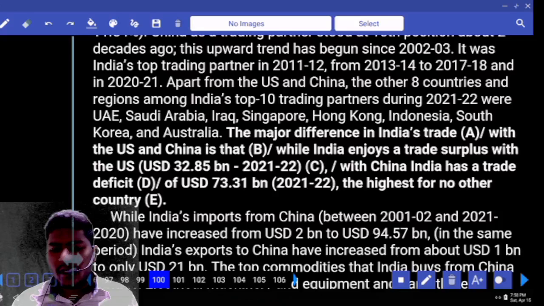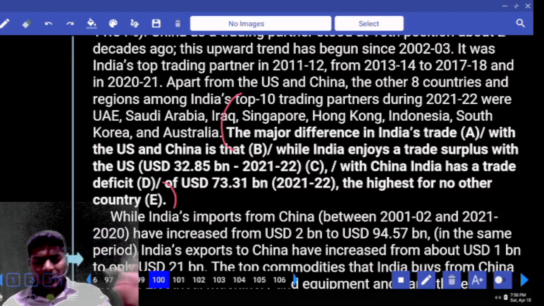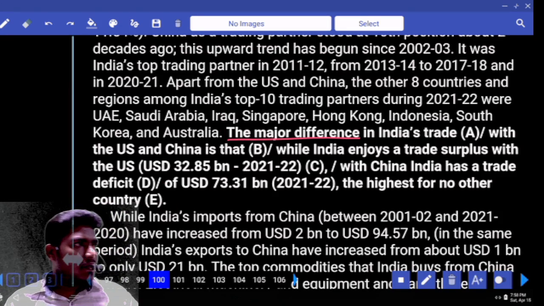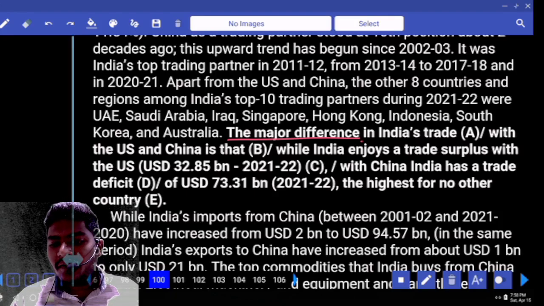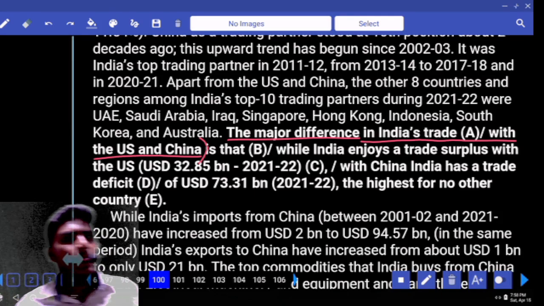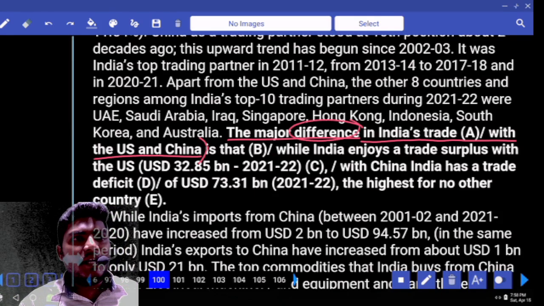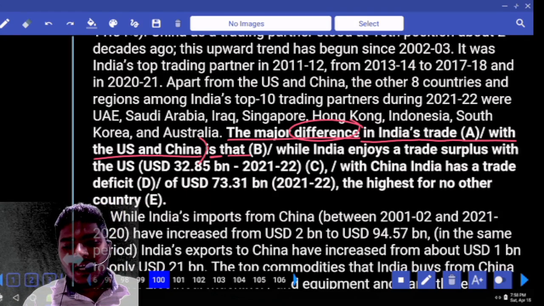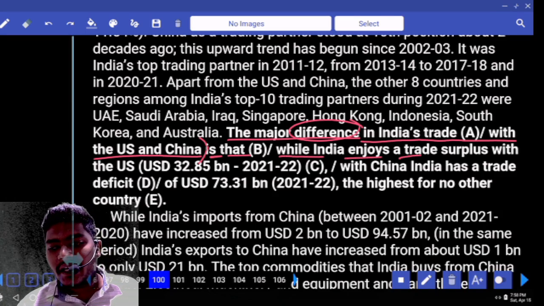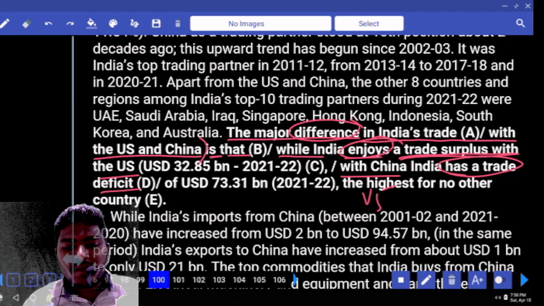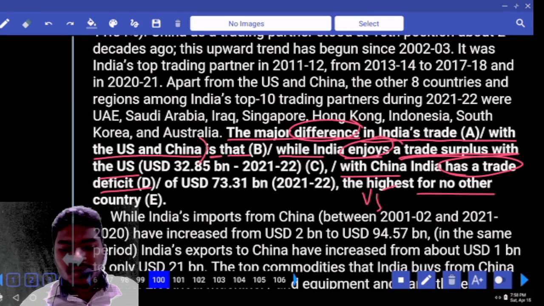Next, module 100. There may be an error in the highlighted sentence. Where is the highlighted sentence here? Look at this one. The sentence is very lengthy, but let me simplify this for you. I will read it. You don't need to read it. The major difference. Is there any error? No. The major difference in India's trade with the US and China. What are we speaking about here? Difference. The difference is this subject verb combination. What is the difference? The difference is that while India enjoys a trade surplus, what is the verb form here? V5. Trade surplus with the US. With China, India has a trade deficit of so and so billion, the highest for any other country.